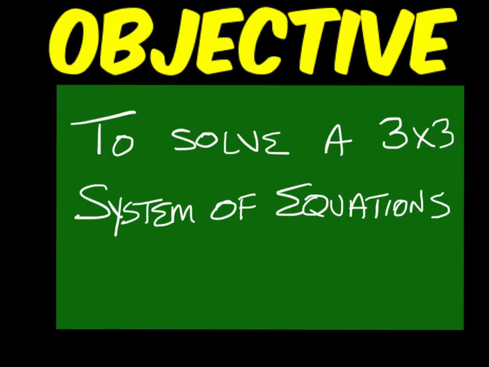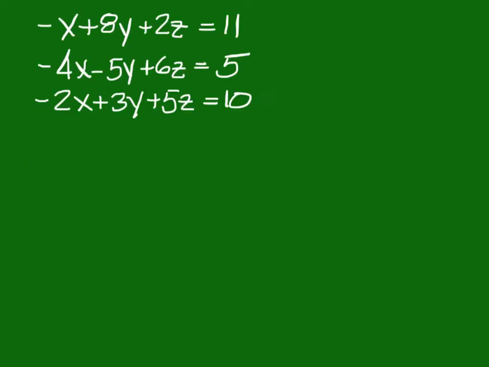To solve a 3 by 3 system of equations, here's an example. There are the three equations. What two equations are we going to start with first? Which two equations? We label them 1, 2, and 3. Which ones are we going to start with?